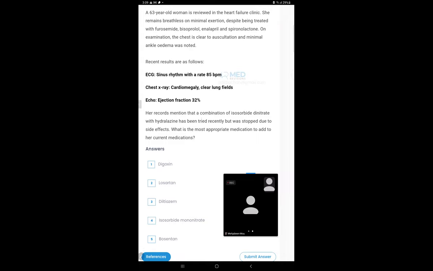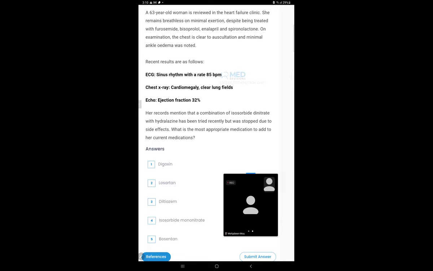So this one says that he has been taking isosorbide dinitrate and hydralazine, and he has stopped it due to side effects. The condition he's diagnosed with, if you move to the first sentence, you can see heart failure. She's 63, and she's been diagnosed with heart failure. She's taking furosemide, bisoprolol, enalapril and spironolactone. So they're asking, what else would you want to add? They were on isosorbide dinitrate with hydralazine, but that was stopped. This is how you can scan it.